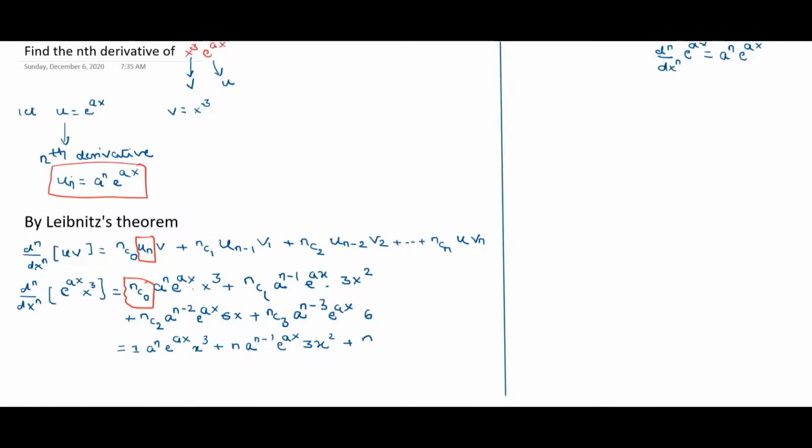Next value is nC2. What is nC2? nC2 value is n into n minus 1 divided by 2 factorial, a raised to n minus 2 e raised to ax, and differentiation of 3x square is equal to 6x, plus. Last term is nC3. nC3 we can write as n into n minus 1 into n minus 2 divided by 3 factorial, into a raised to n minus 3 e raised to ax into 6.